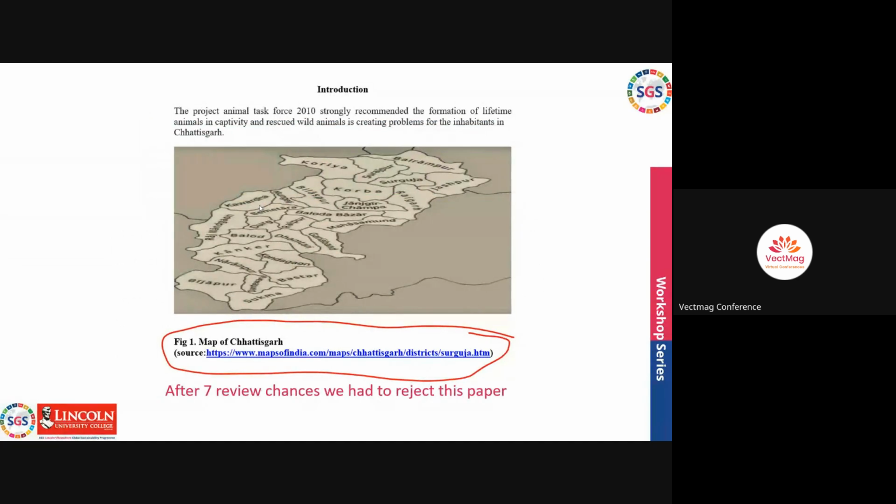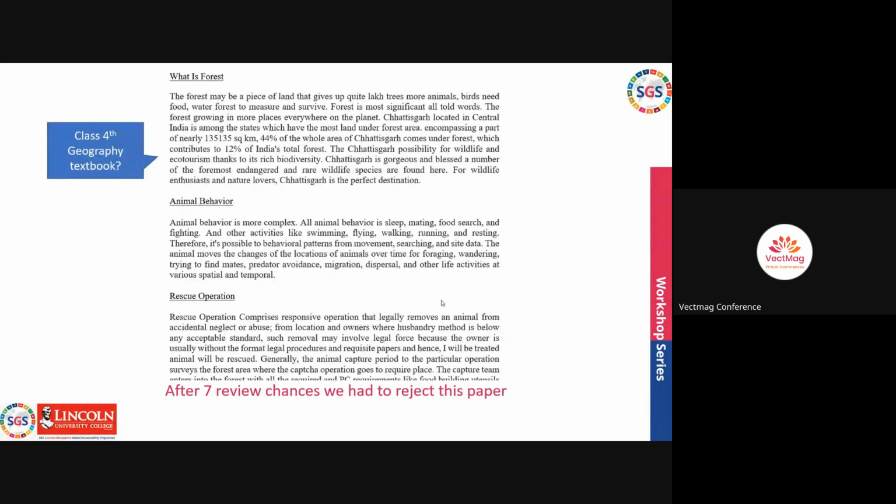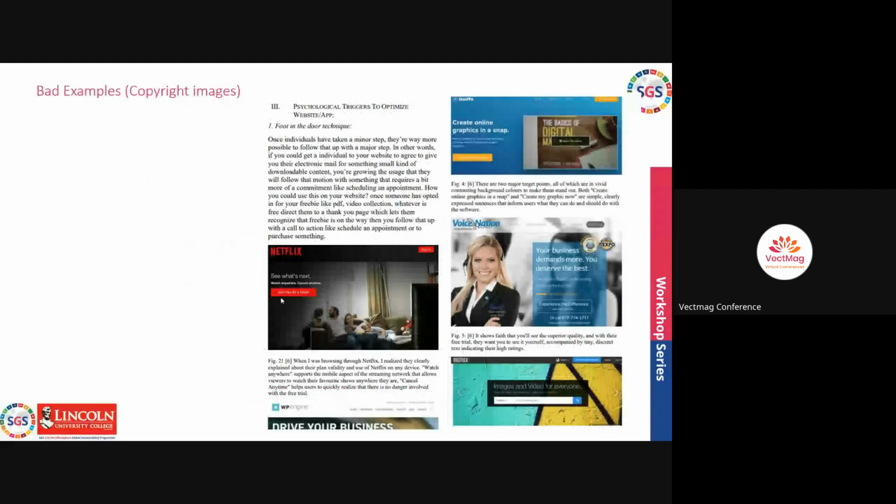Another thing, you cannot use maps from the internet and put them in the paper. Don't do this. It's wrong. And especially if the maps are somewhere there. If it's an open source map, it's a different thing. But it's a copyright map, don't do that. Anyway, and then the naming of the sections: what is forest, animal behavior, rescue operation. My God, I didn't want to go into this, but this is the case.